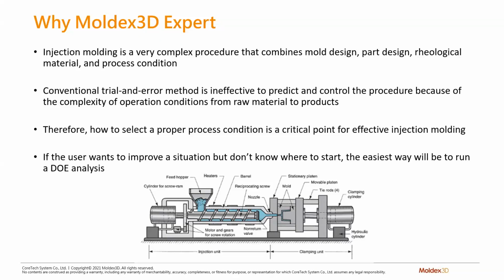So previously they had the conventional trial and error method, which is very ineffective. They can change the settings to find better product quality, but there are different factors, as I mentioned in the previous point: the material, the part design and the process condition will influence it, and finally it will take a long time to achieve better quality.